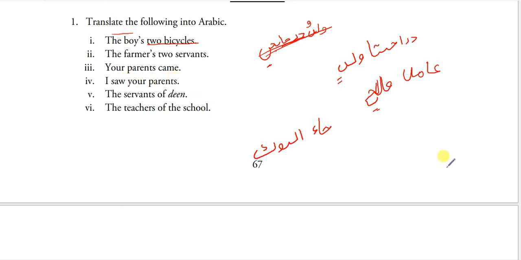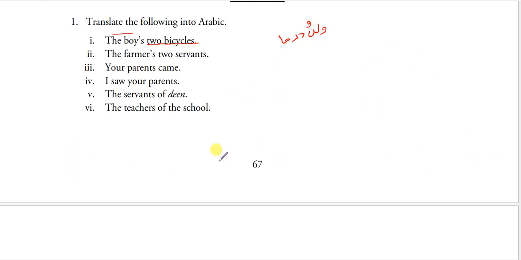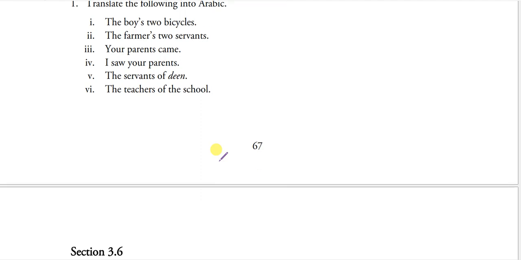I saw your parents. Abavaika, we can say Abavaika. Abavaika means mother, father, both. The servants of Deen. Khadimu ad-Dini. The teachers of school. Muallimu al-Madrasati. These all are the examples, the exercise based on when the muzaf is tasniya or jama muzakkar salim and its noon is removed.